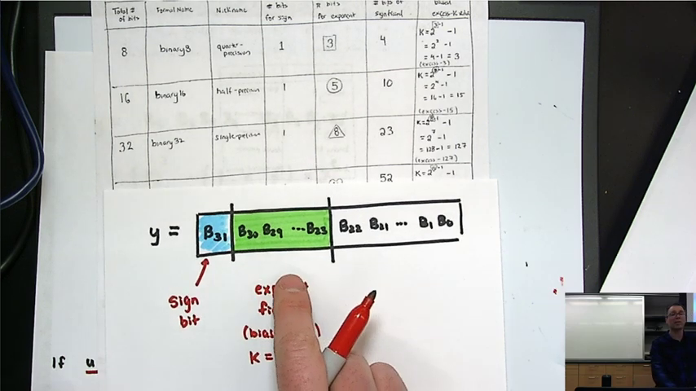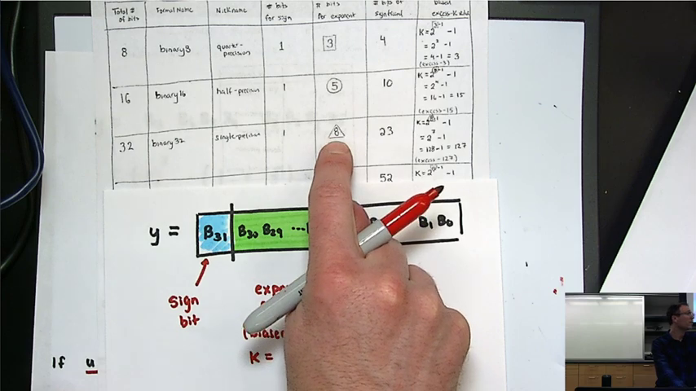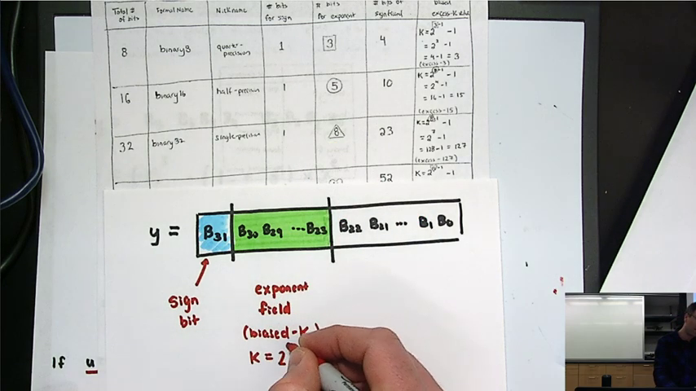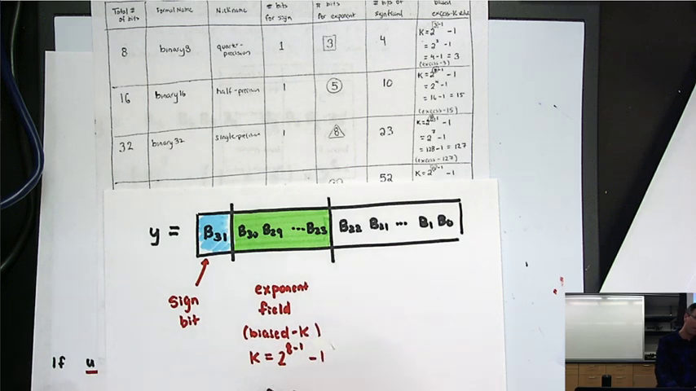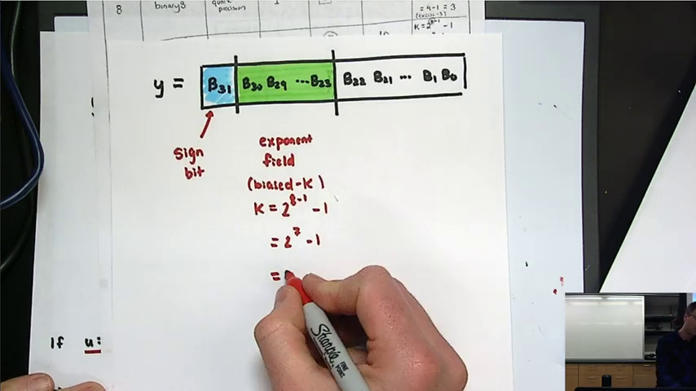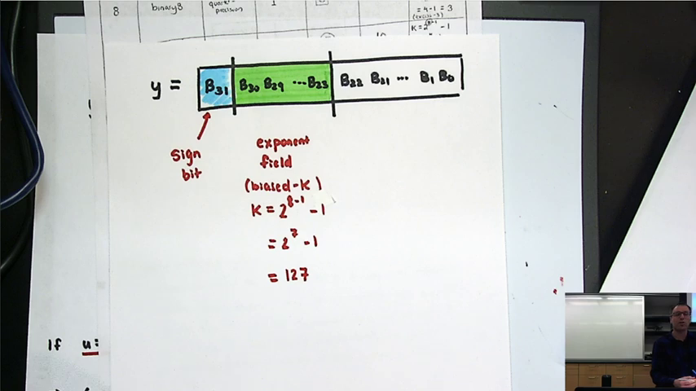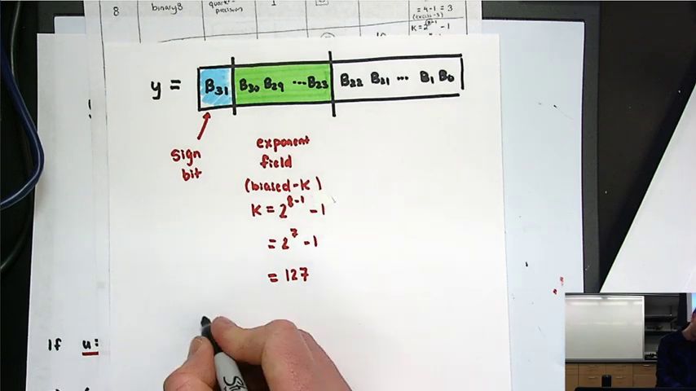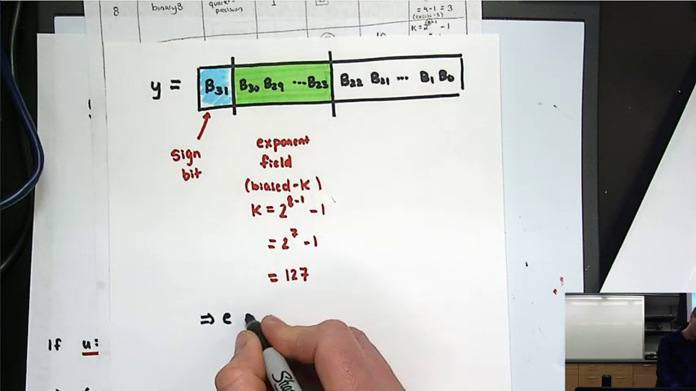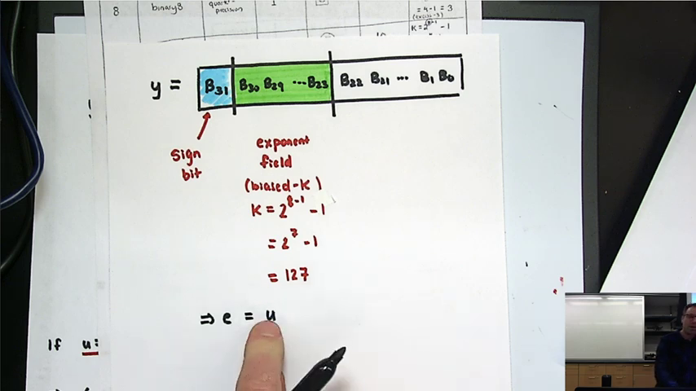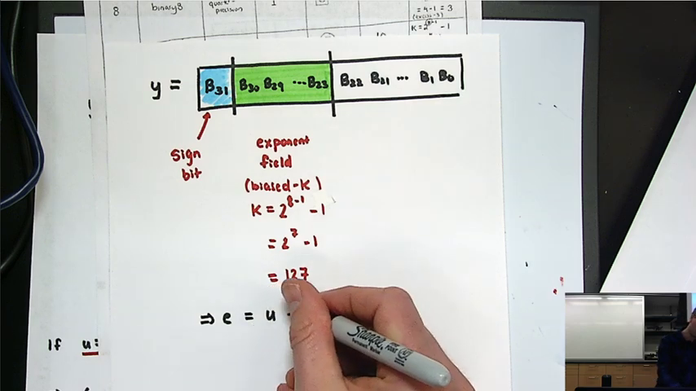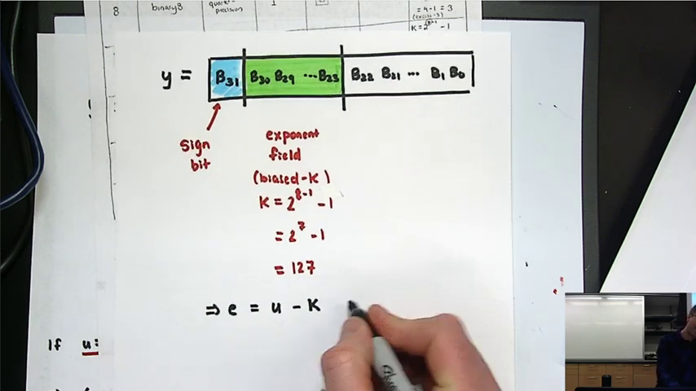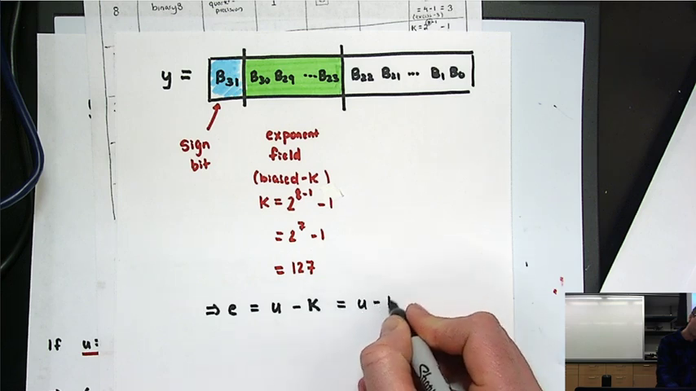How many total bits were dedicated to that? 8. So this would be 2 to the 8 minus 1, which is 2 to the 7th minus 1, which is what? 127. So this is excess 127, which means that if I want to get the exponent value from the unsigned exponent code, what do I do? Subtract K. So this is U minus 127.